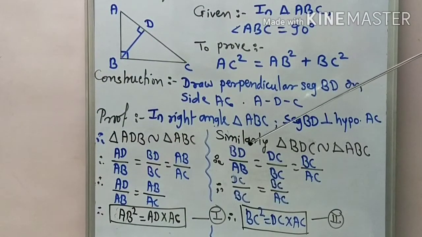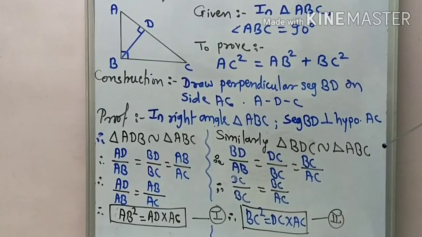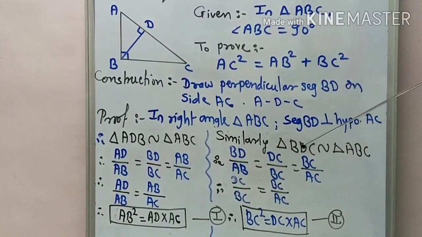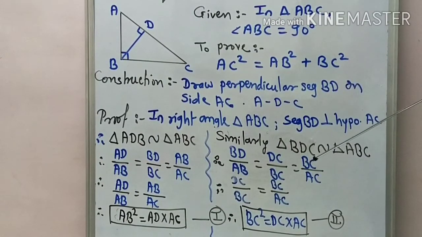So here similarly we take the second pair, triangle BDC, similar with triangle what? ABC, again with the same reason, similarity of right angle triangles, which you have to mention here, so corresponding sides are in proportion. BD corresponding side is AB, so BD upon AB is equal to DC, corresponding is BC, and the third one BC here in triangle BDC, corresponding side is AC, so BC upon AC.